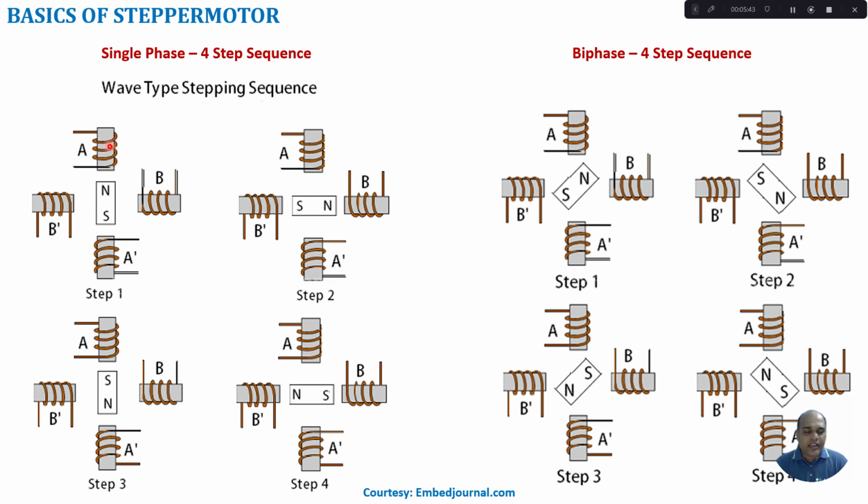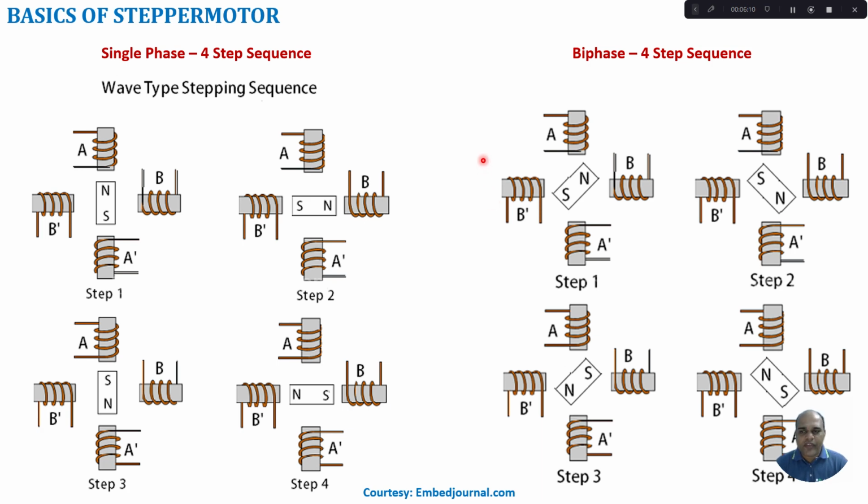If I change the order of coil excitation, for example, if I first excite coil A, then B dash, then A dash and B, which means now the rotor will move in the anti-clockwise direction. So just by changing the sequence of coil excitation, we are able to change the direction of the stepper motor.